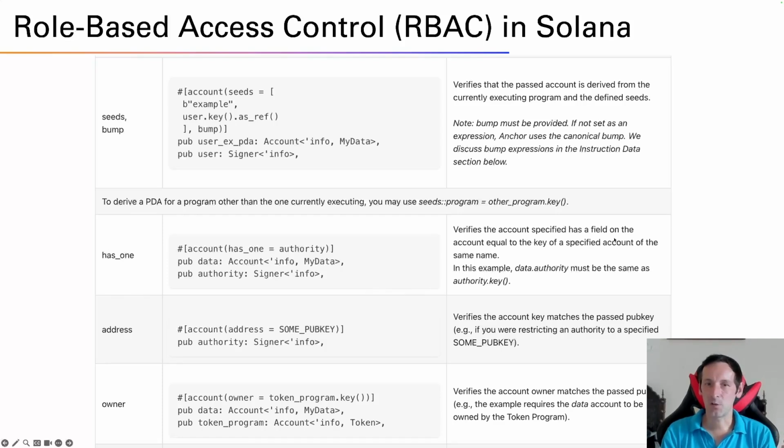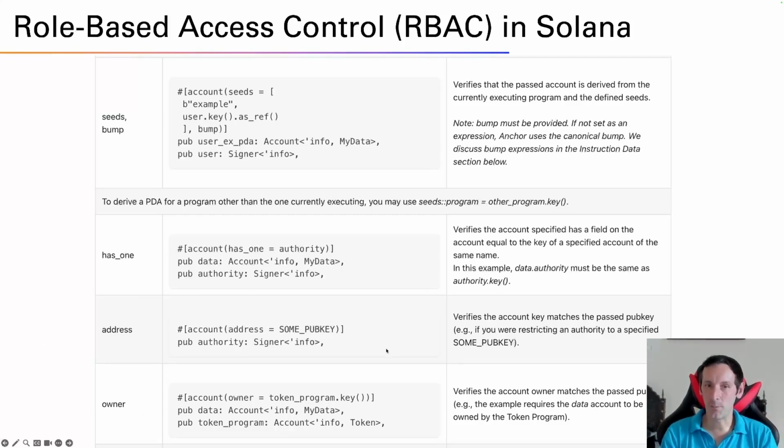Then you have has_one. It verifies that the specified account has a field on the account equal to the key of the specified account. So in this example, data.authority must be the same as authority.key. We'll go into a specific example of this in the next few slides. But this is a really important one because it creates a relationship between two of the accounts in the context received for the instruction.